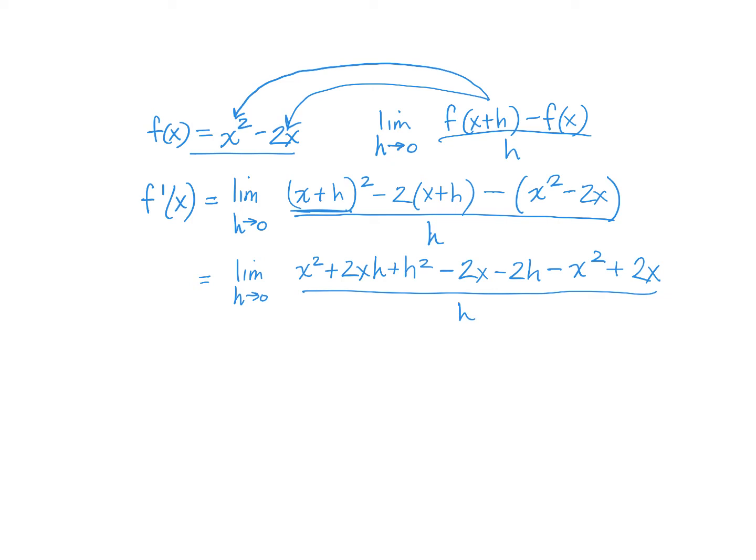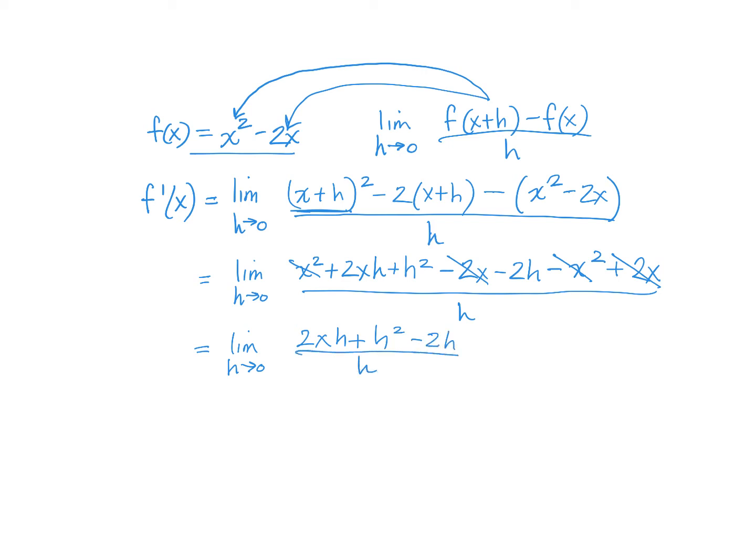And now let's combine like terms. So we get the limit as h approaches 0 of x squared, and there's a negative x squared, and so those cancel each other out. We get a negative 2x and a positive 2x. Those cancel each other out. And I think that's all we can cancel out. So we have 2xh plus h squared minus 2h, and that's all over h.